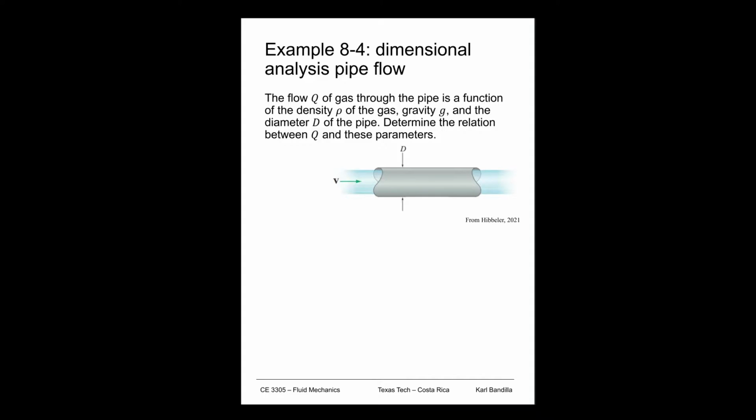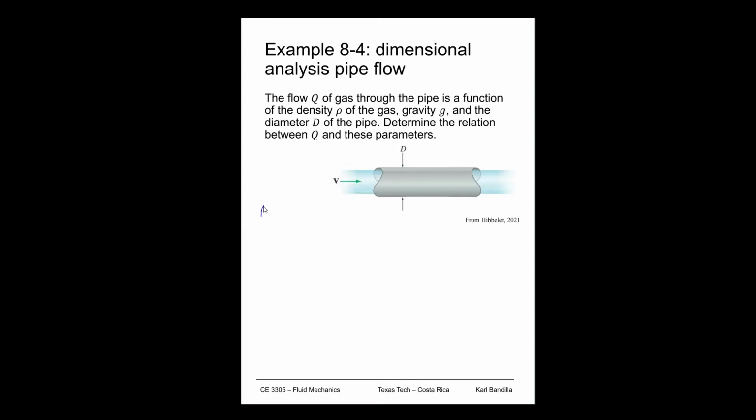This is example 8-4, where we'll do a dimensional analysis of flow through a pipe. In this case, we're given that the pipe has a flow of Q, and it is supposed to be a function of the density rho, the gravity G, and the diameter of the pipe. All right, so let's start.